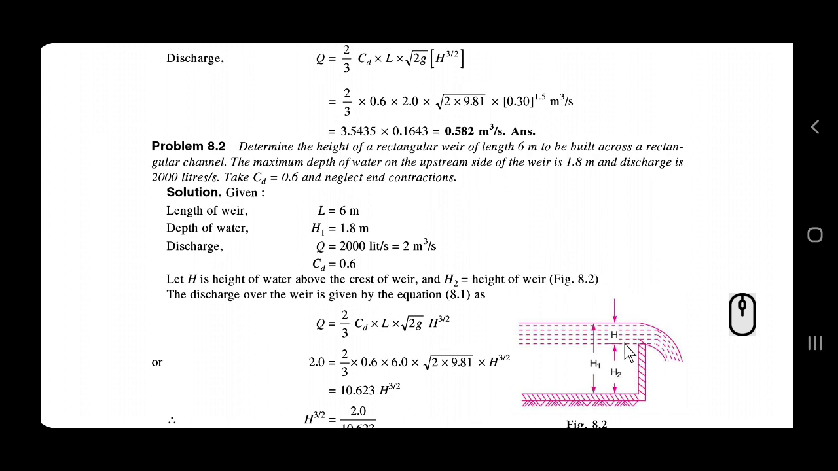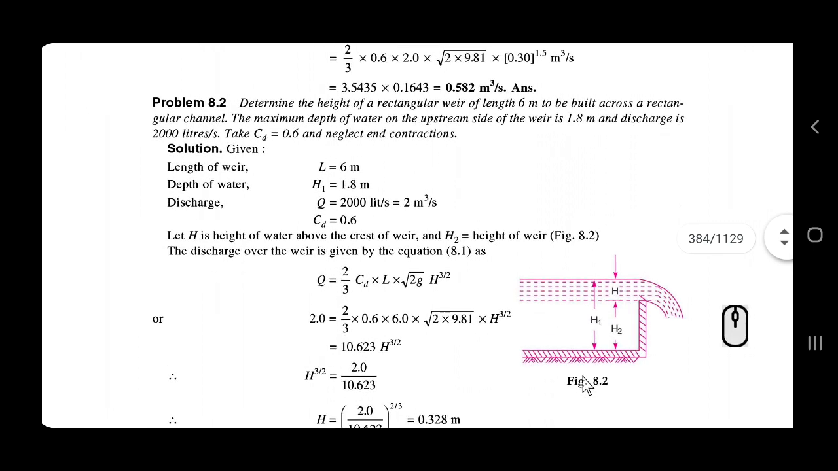So we have to find out the capital H, that is the height of water above the sill of the weir. And after that in the question it is asked to determine the height of the rectangular weir, that is H2. H2 is the height of the rectangular weir from the bottom. So that we will get by subtracting this capital H from H1. So we have to calculate capital H in order to find out H2.